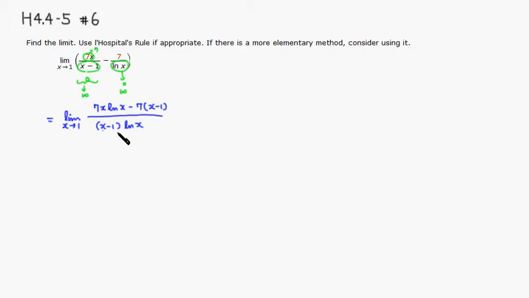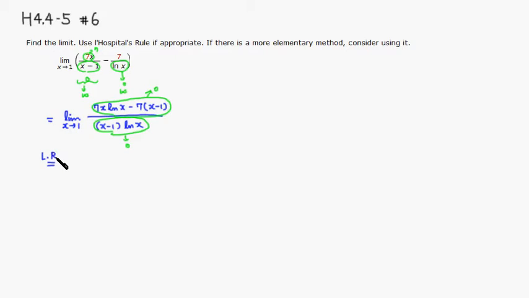Then we can see what happens. You can see that the denominator is going to go to 1 minus 1, so that's going to 0. And 1 minus 1 is 0, natural log of 1 is 0, so the numerator goes to 0 as well. Now this is a situation for L'Hopital's rule, so we can apply L'Hopital's rule.